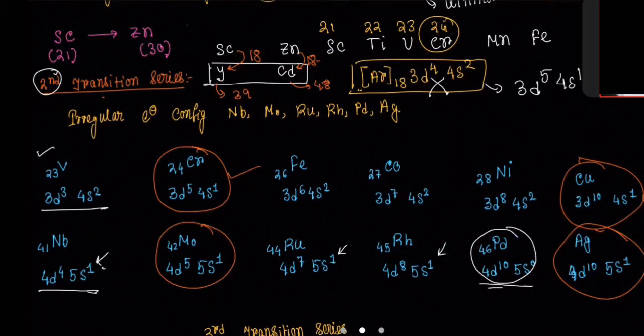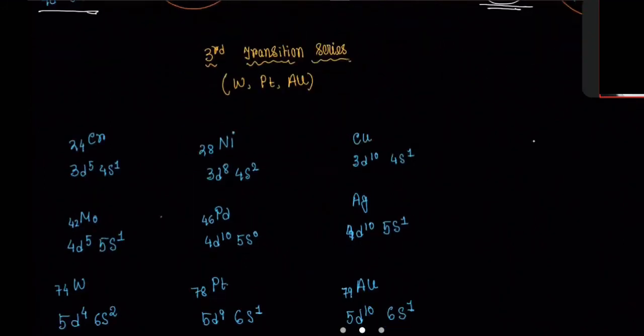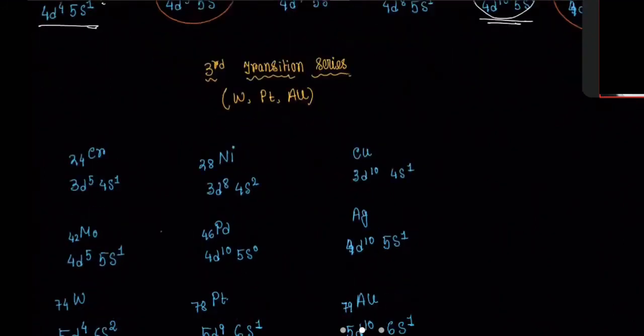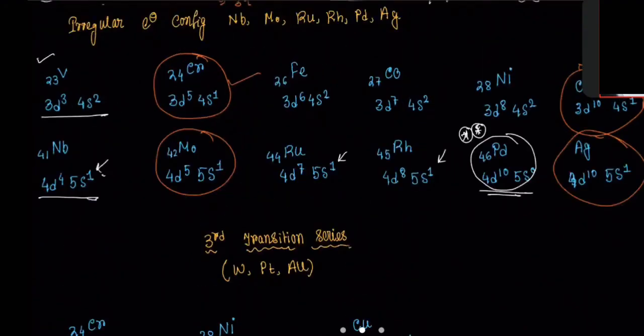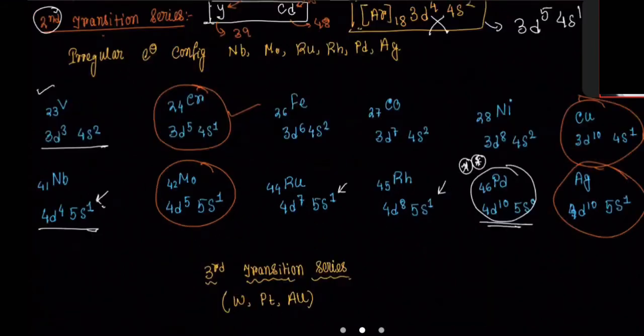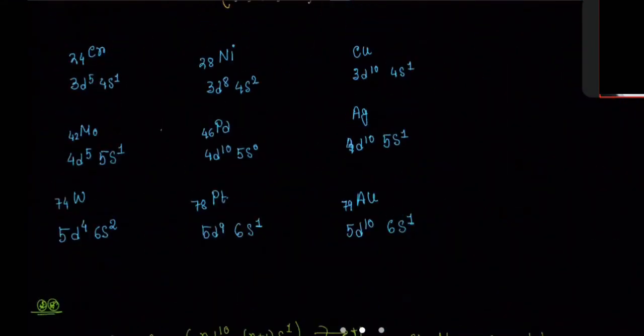So actually, what happens in this transitional series, 5s1 is the most stable electronic configuration. Only palladium got 5s0. This is something you need to remember: 4d10 5s0. Other than that, everyone likes to become 5s1. So make sure you keep them 5s1 and write the rest of the electronic configuration. Just remember all of them are 5s1, nothing else.